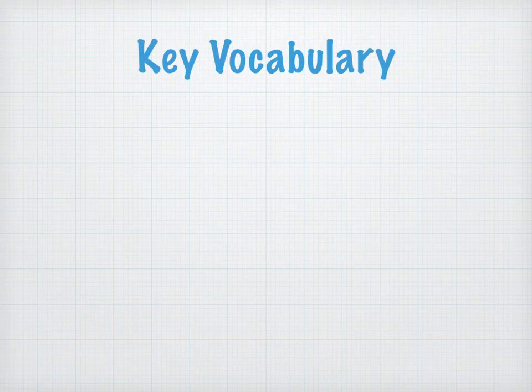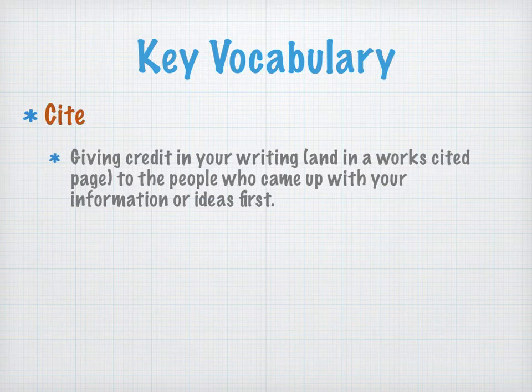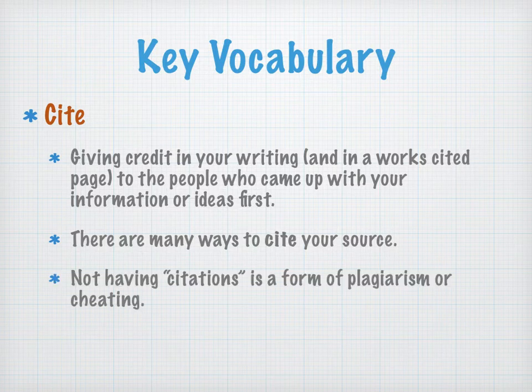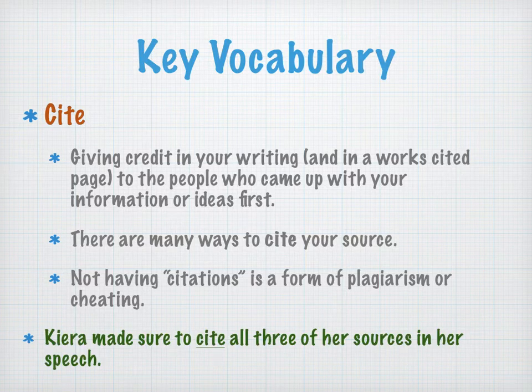Now, when we do research, we're always going to have to cite. And what that means is giving credit in your writing and in a works cited page to the people who came up with the information or ideas first. And there are many ways to cite your source. And not having what are called citations is technically a form of plagiarism or cheating. I'm going to go into that a little bit more. Kira made sure to cite all 3 sources in her speech.